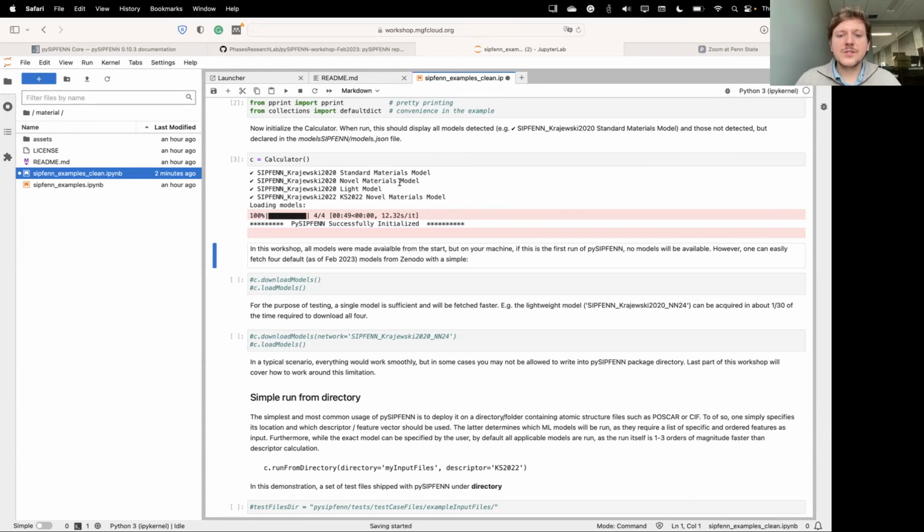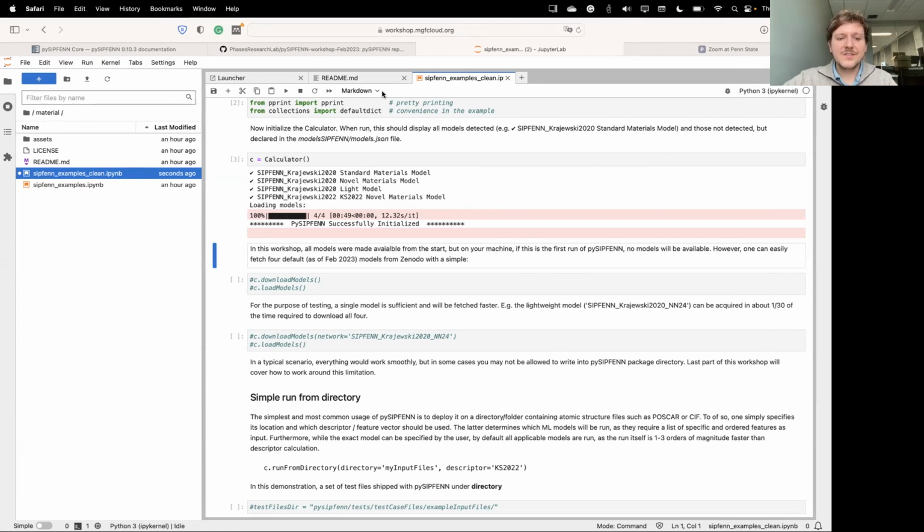Ethan had a very good question. Are we meant to uncomment the download models? In this example, all of the models were already uploaded to the cloud, and you don't need to download them. But if you're running it on your local machine, that's what you would need to do.